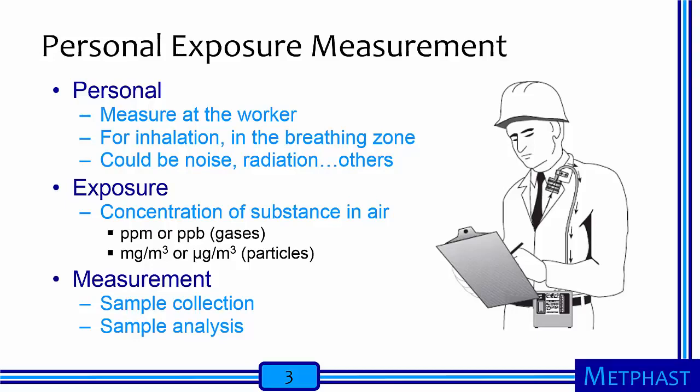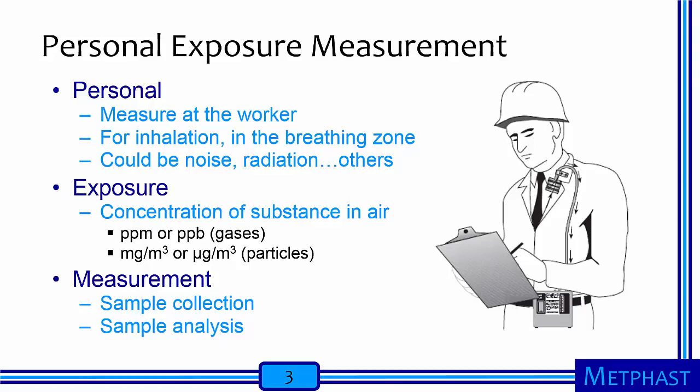Exposure has different meanings for different hazards. For inhalation, exposure means concentration of a substance in the air. For gases, we usually express exposure in parts of substance per million parts of air, ppm, or parts per billion, ppb. These are volume ratios. For particles, we usually express exposure as mass concentration, milligrams of particles per meter cubed of air, or micrograms of particles per meter cubed of air.